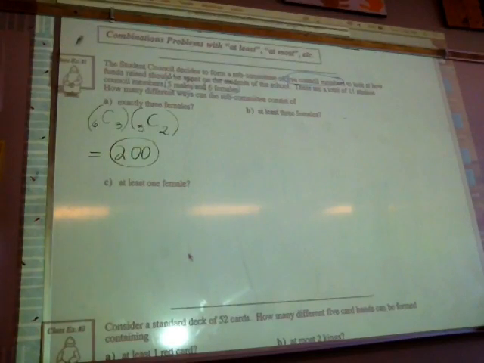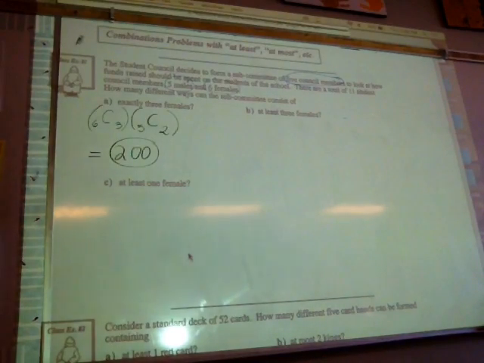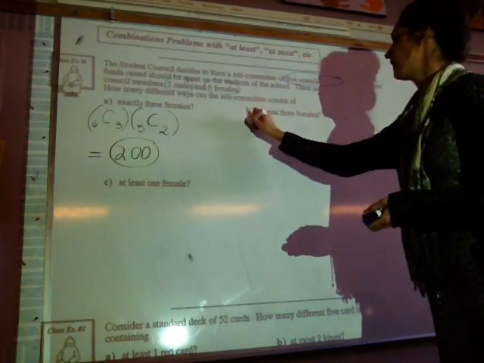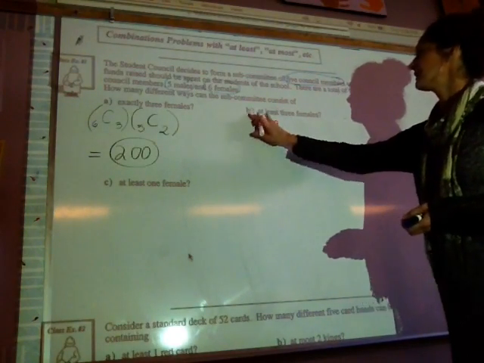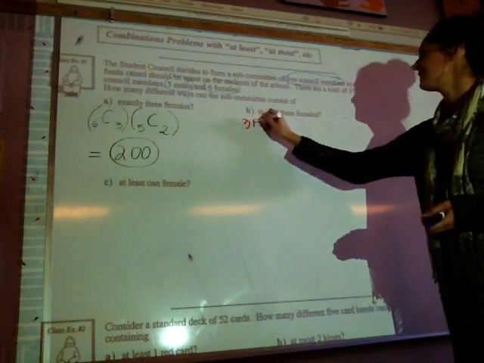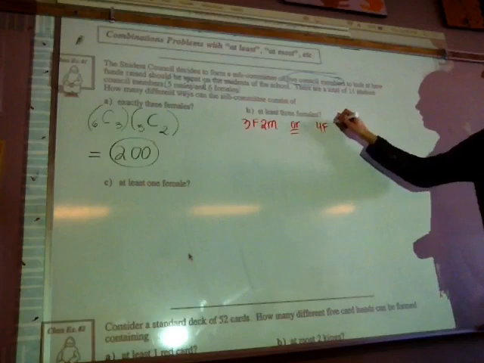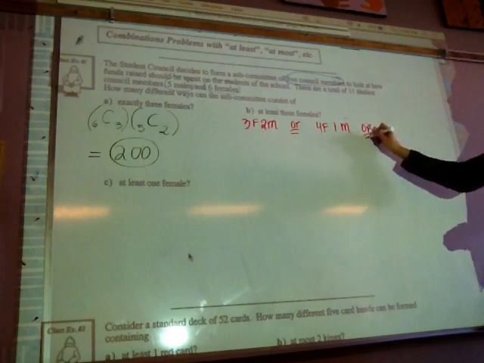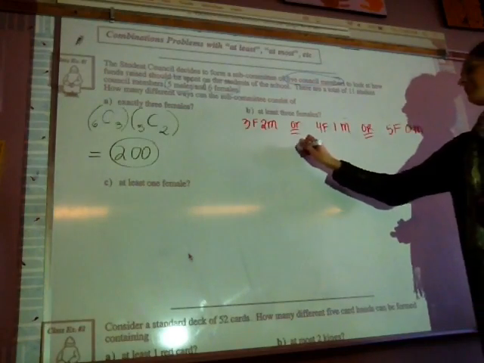Okay, at least 3 females. That means there's going to be a few different scenarios that we consider, and there's going to be or scenarios. Please pay attention. So one scenario would be that we have 1 female and 4 males. Oh no, sorry. We need at least, not at most. So if it's at least 3 females, we need 3 females and then 2 males, or we need 4 females and 1 male, or 5 females and 0 males. The or means add.